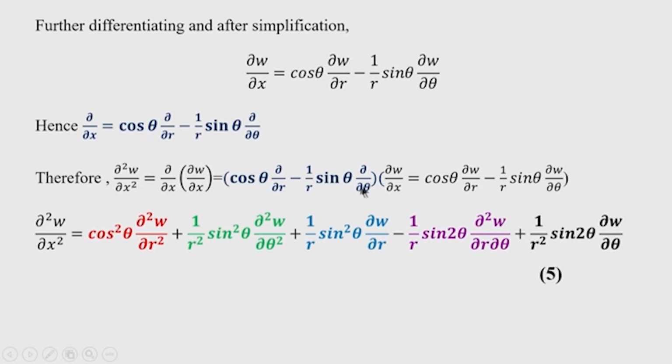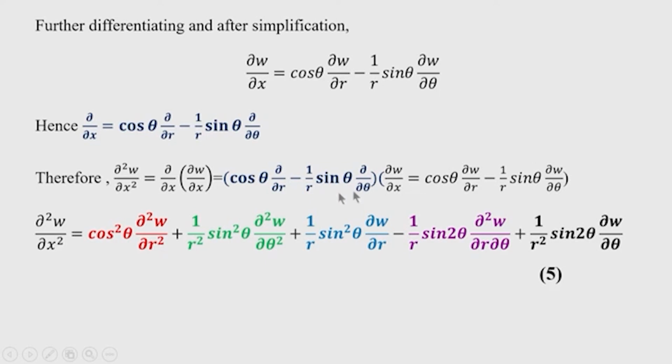So, we write here this operator: cos theta del by del r minus 1 by r sin theta del by del theta. Then del w by del x, we already found it here. So, we write here again del w by del x, that quantity will be cos theta del w by del r minus 1 by r sin theta del w by del theta. So, this quantity is del w by del x.